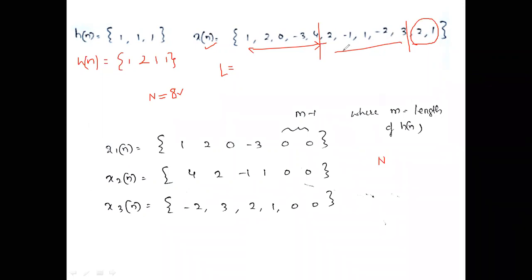So tomorrow a small exercise. Same example. Say h of n equal to 1, 1, 1. Just out of curiosity you do it. Say N is equal to 8. Perform the linear convolution using the overlap add method, then cross verify with directly doing it.